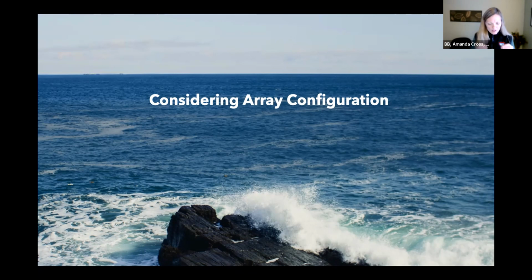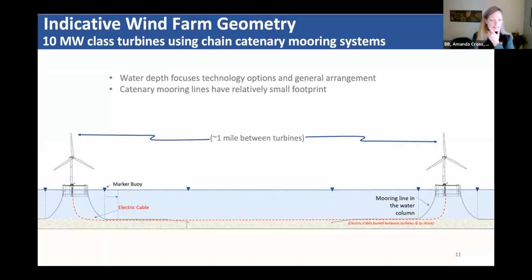One more piece to keep in mind before we look at some graphics is that at this stage of our conversation, we're really thinking about the general features of configuration. We're not talking about a final layout or micrositing. That would have to come later down the road. But at this point, we're really trying to gather information on if a certain general configuration is preferable to another based on two perspectives. One, the potential impacts to wildlife, and two, the potential to ask some different research questions. So next slide, please.